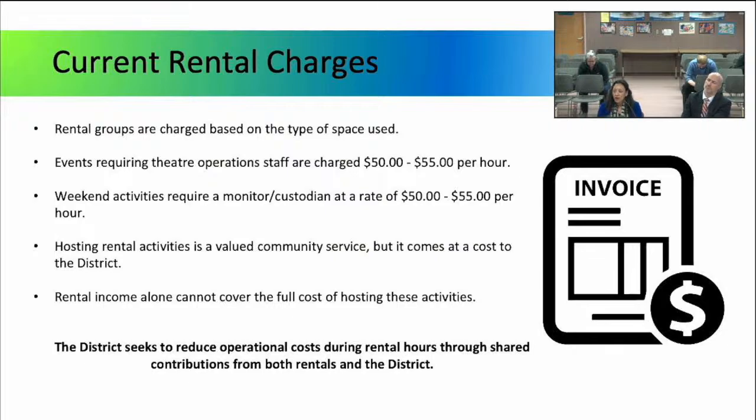Here's how we do our current rental charges. We charge based on the type of space that is used. Events requiring theater operations staff are charged between $50 and $55 per hour. Weekend activities require a monitor, so a custodian, and we charge at a rate of $50 to $55 per hour. While we understand that hosting activities is a valid community service, it does come at a cost to the district. The rental income alone cannot cover the full cost of hosting these activities.